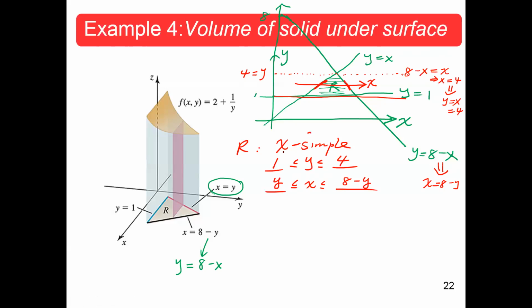There we go. We have figured out the expression of this x simple region. y would be bounded by two constants, 1 and 4. Over here we used intersection. x will be bounded by two functions, y and 8 minus y. So we have expressed this region R, therefore how do we find the volume? Volume would be the double integral of the function, which is 2 plus 1 over y, dA over region R.